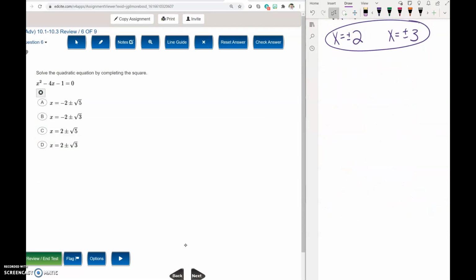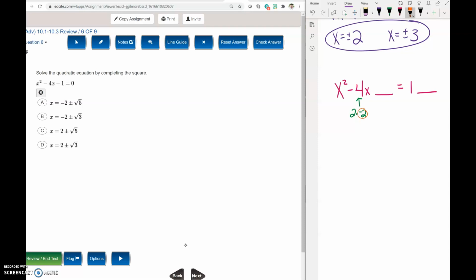Solve the equation by completing the square. The first part of this, x squared minus 4x, that's the beginning of a perfect square trinomial. The minus 1 is not the last part of a perfect square trinomial. So I'm going to add 1 on both sides to get that negative 1 away from the beginnings of my perfect square trinomial. To figure out what this is a perfect square trinomial of, this middle number comes from doing 2 times something. That something is negative 2.